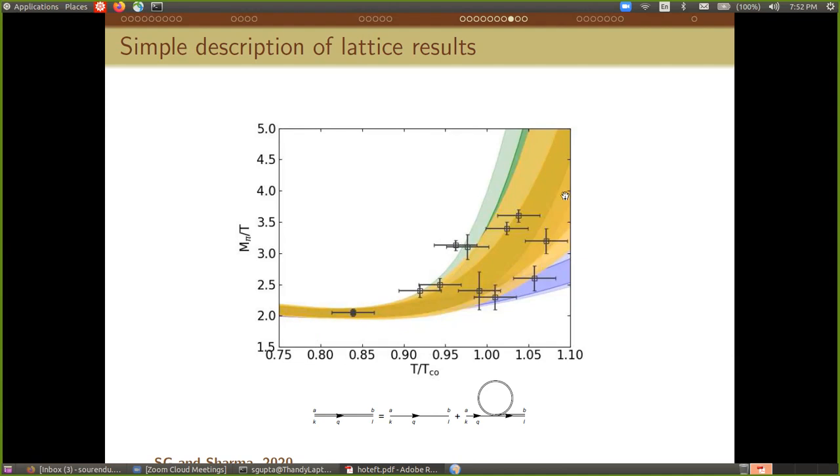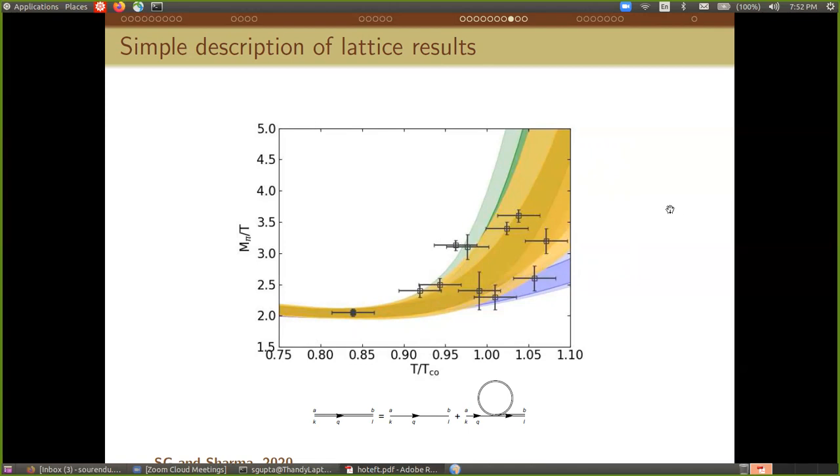So hadrons, and that's a direct kind of evidence that this is a crossover and not a phase transition, because hadrons, like pions, continue to be seen in the high temperature quark matter phase. Okay. So that's the numerical part.